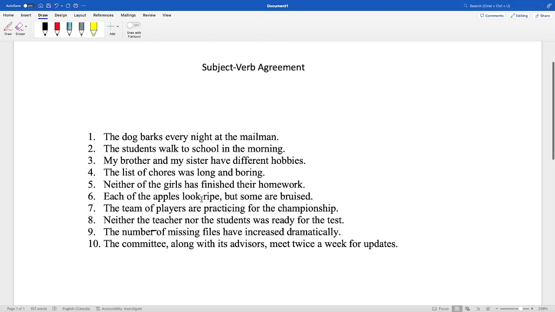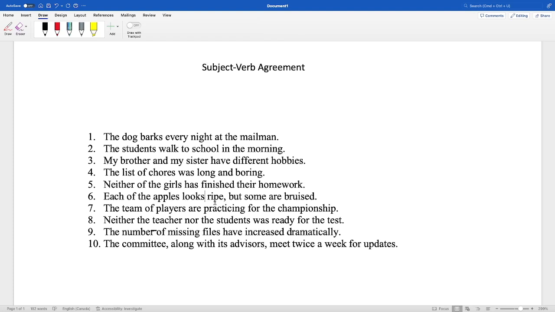All right, moving on to the next one. Each of the apples look ripe, but some are bruised. You see how it says each here? When we have words like neither or each, it implies that we're talking about just one of these subjects. So due to that, we're going to say looks ripe. And a quick review, if we say apple look, right? Because we're talking about one apple here. Remember the word each. Apple looks ripe. So we do have to apply the S to the verb because we're talking about just one apple. And we can't say apple look because that doesn't make sense, as it sounds wrong. And you can tell just by saying it.